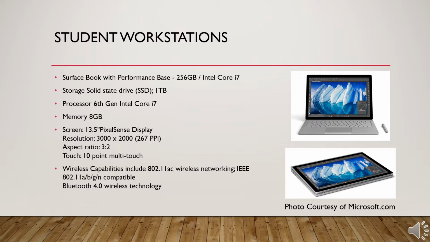Student workstations will be configured with a Microsoft Surface Book. Each Surface will operate on a 6th generation Intel Core i7 processor and 8 GB of memory. This all-in-one device includes a 13.5-inch display with 3000 by 2000 resolution and a 10-point multi-touch screen. Wireless capabilities include 802.11ac wireless networking with support for IEEE 802.11a, b, g, n networks, and Bluetooth 4.0.